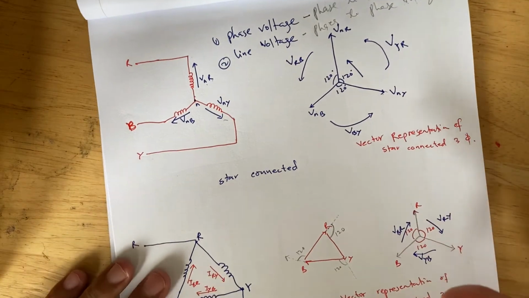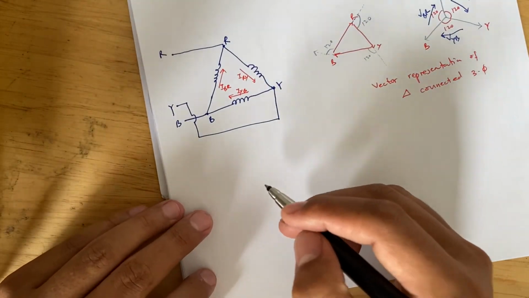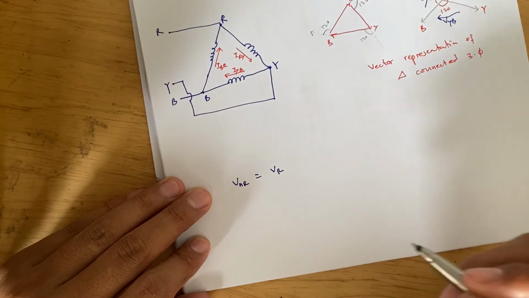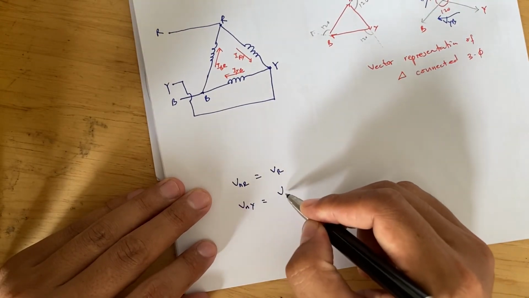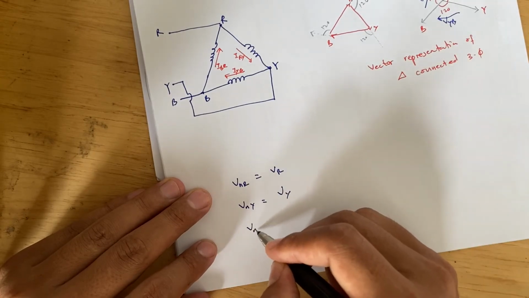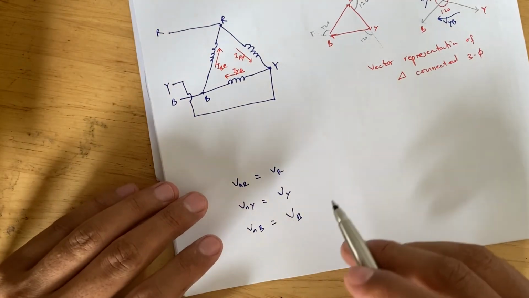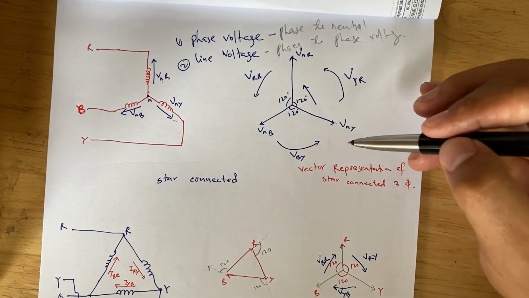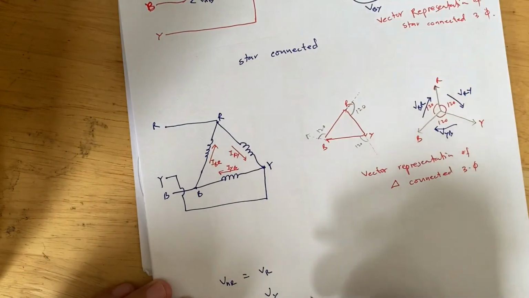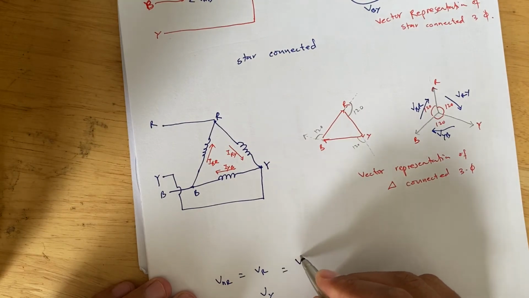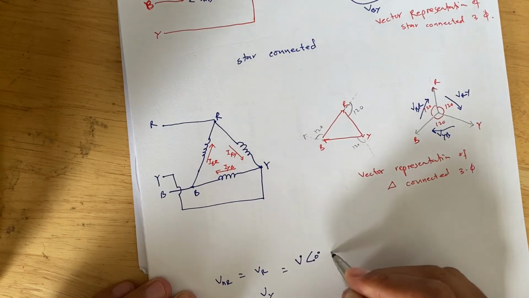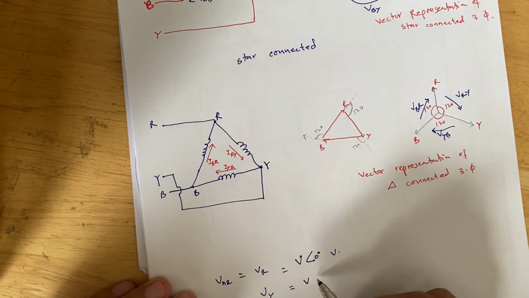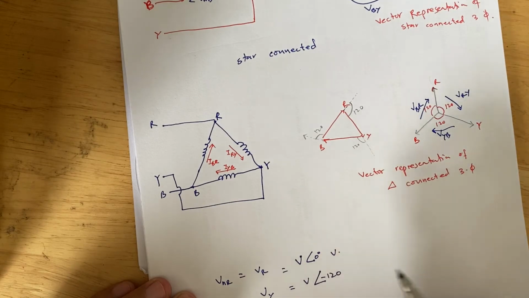For the balanced system, the phase voltages can also be represented like this: V_NR can be written as V_R, V_NY can be written as V_Y, and V_NB can be written as V_B. Now if you look at the vector representation of the interconnected three-phase system, we can write that V_R is equal to the voltage at an angle of 0 degrees. And for the Y phase, it can be represented as V at an angle of minus 120 degrees.